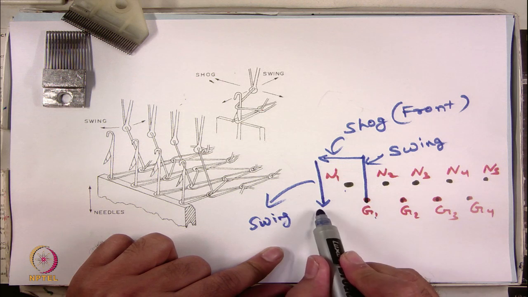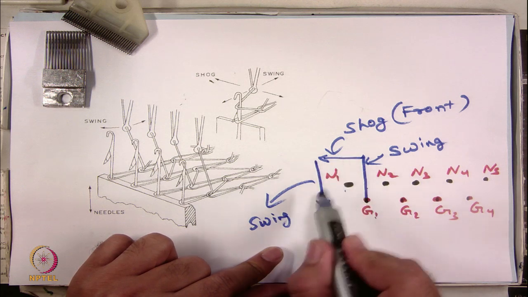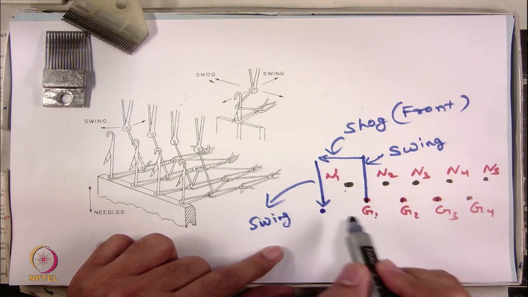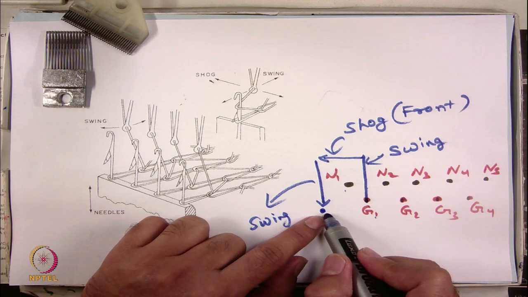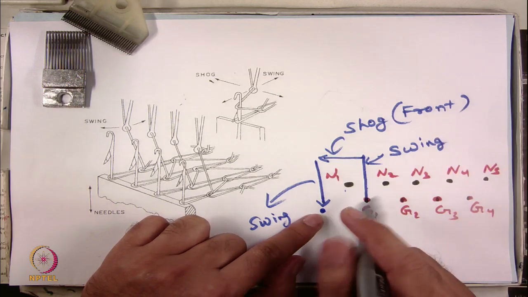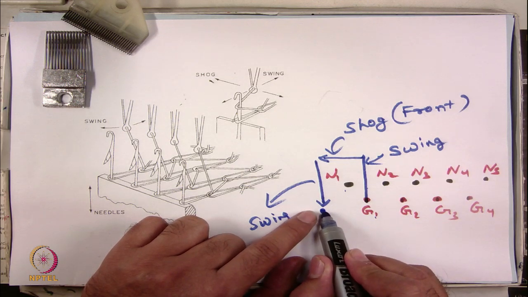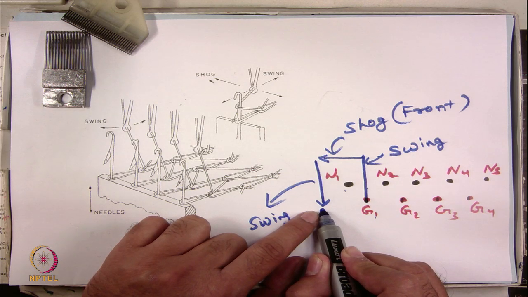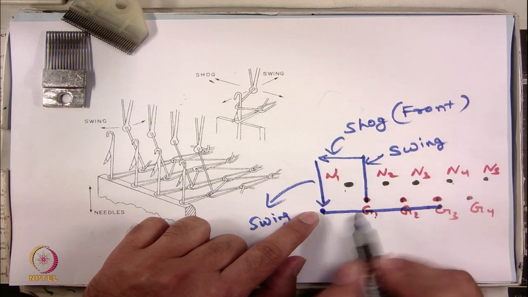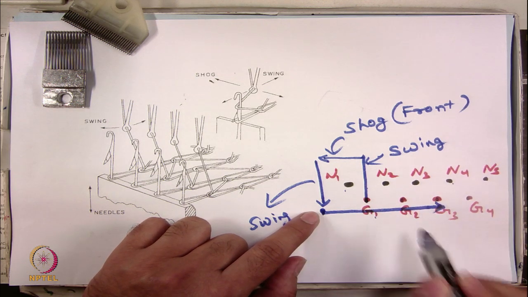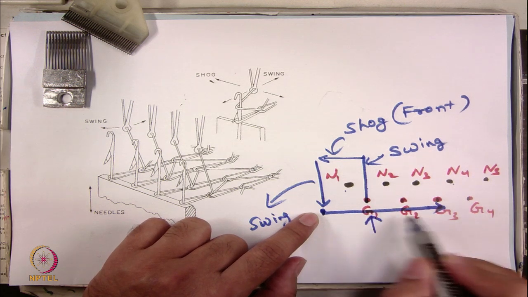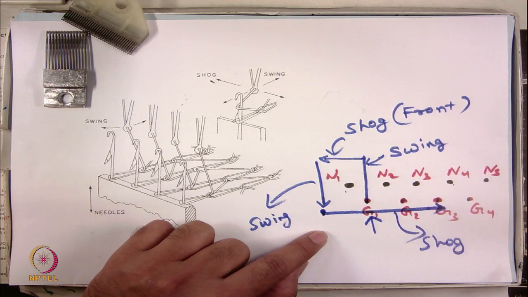After swinging, shogging, again swinging, the guide bar position is now here, but after reaching this position, the guide bar has to decide which needle it wants to provide yarn to. So, it changes its position to some other needle position. Let us suppose it wants to provide yarn to N4. It moves from this point to this point. This is the movement of G1. Again this one is shogging motion.